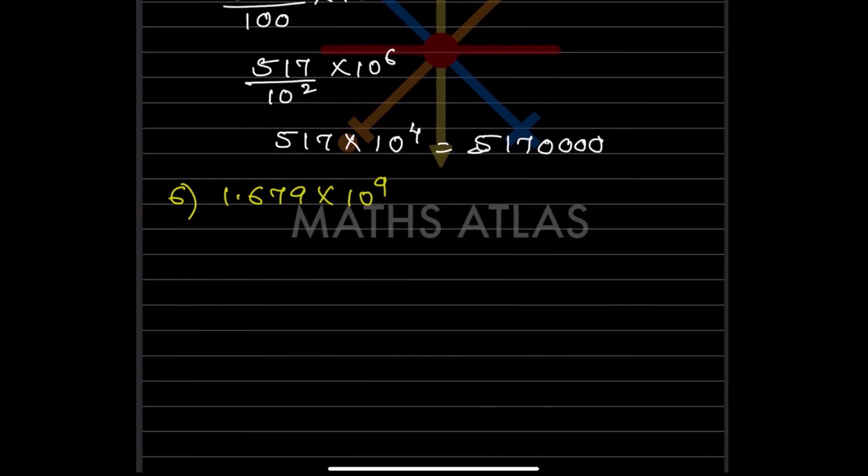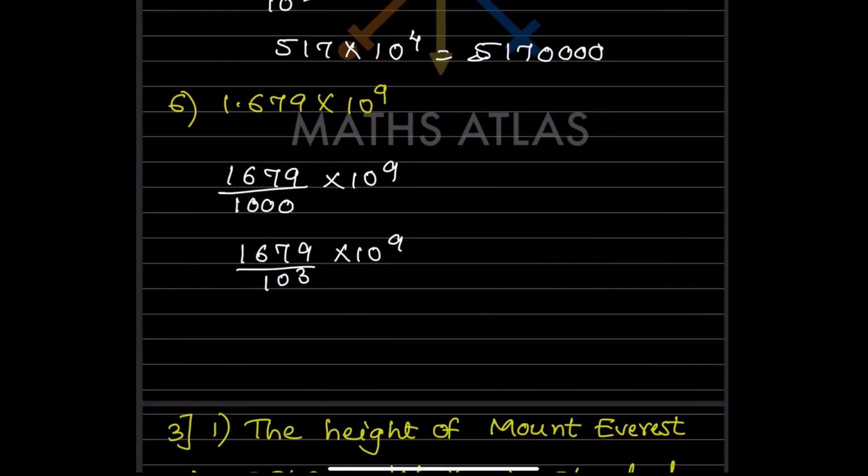Now next one, 1679 divided by, after decimal there are 3 numbers. So you are going to put 3 zeros into 10 raised to 9. So this is going to be 1679 divided by 10 raised to 3 into 10 raised to 9. So this is going to be 9 minus 3, that is going to be 10 raised to 6. So that is going to be 1679 into 1, 2, 3, 4, 5, 6 zeros.